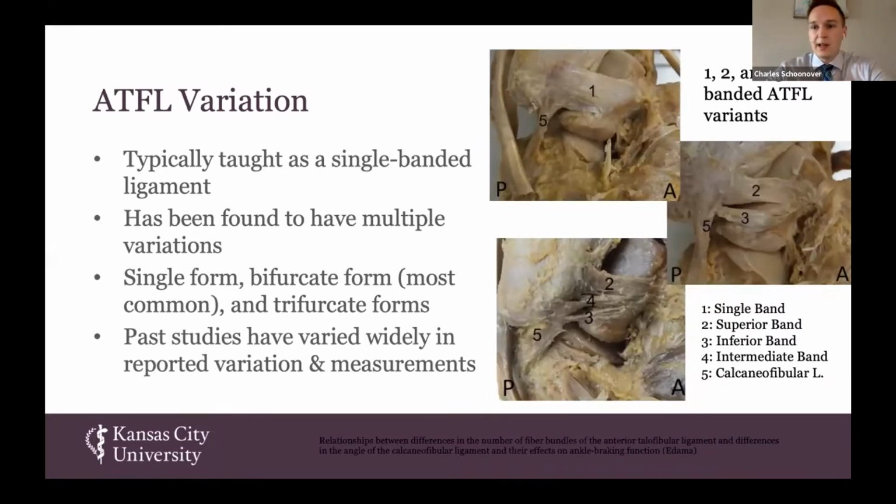So it's typically taught as a single banded ligament, like the one you see up here. This is from a past research study. And as you can see, it's been found to have multiple variations, but past studies have varied widely in the reported variation and also measurements. My results lined up with the results of this study, where there were single bands, double bands, and triple or trifurcate bands, with the double banded separated based on whether or not it was fully separated. And I have pictures of that coming up.